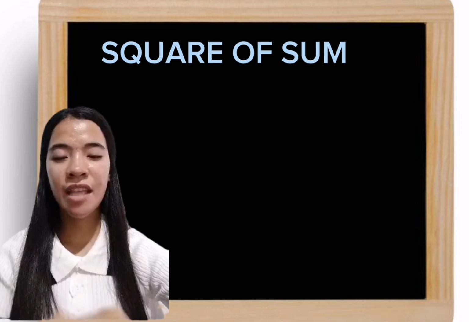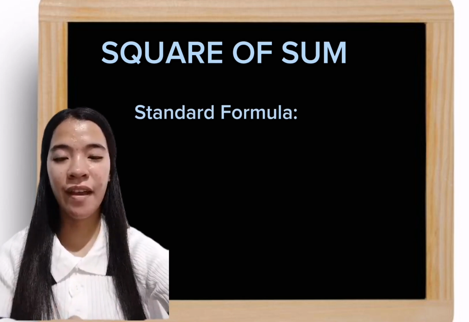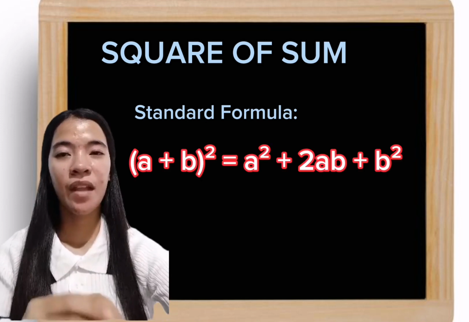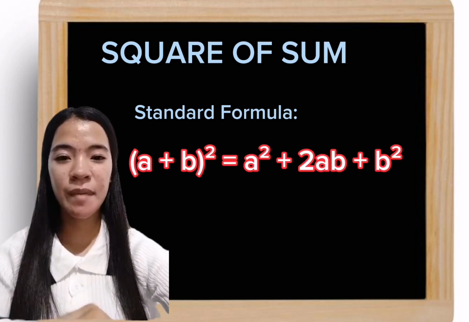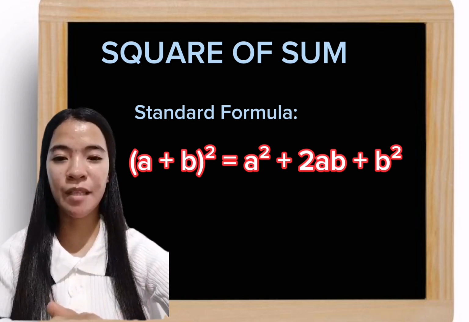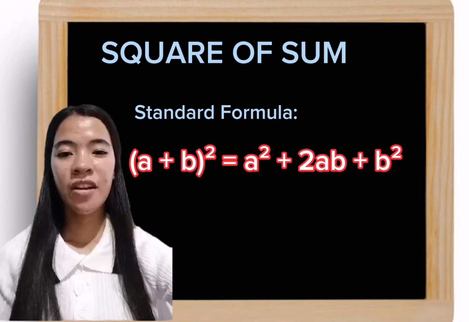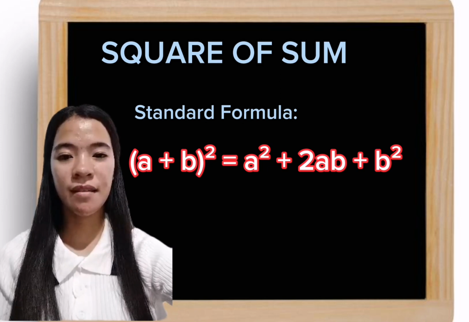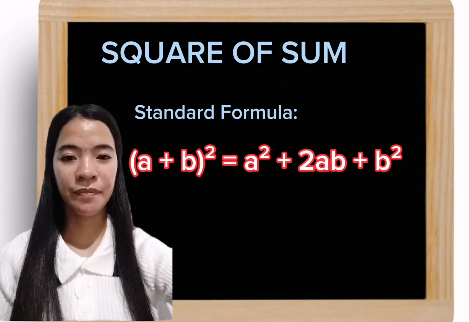So we have the standard formula in finding the square of sum. And this formula is the quantity of a plus b squared is equal to a squared plus 2ab plus b squared. There is a step-by-step process in solving the square of sum.